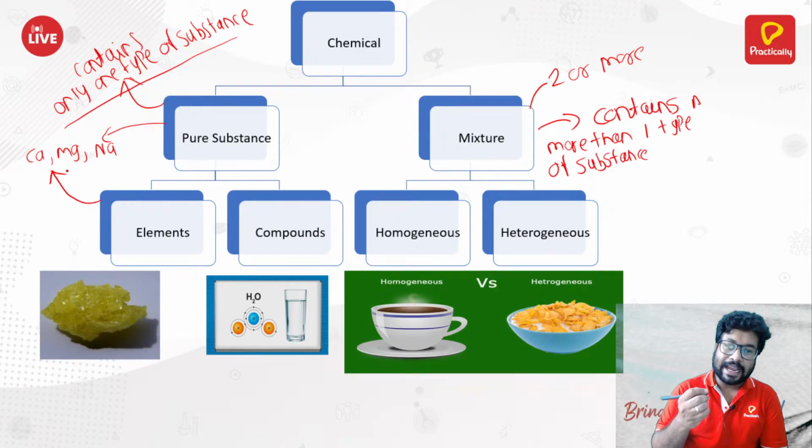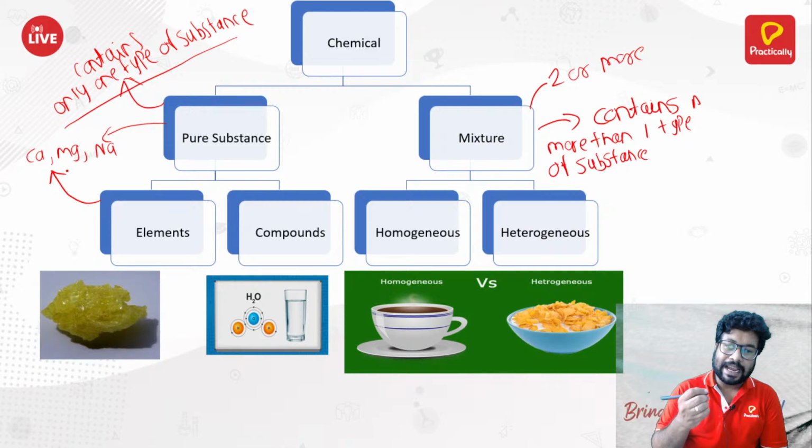Compounds. What is meant by compound? Compounds are pure substances in which there is a combination of two or more substances in a fixed ratio. Compounds are the pure substances where two or more substances are combined in a fixed ratio of their weights. And compounds can be broken down into simpler substances.